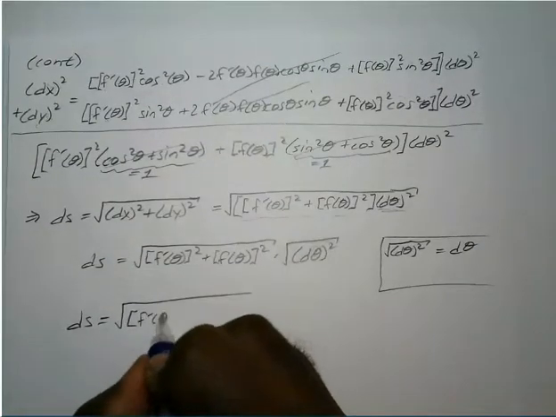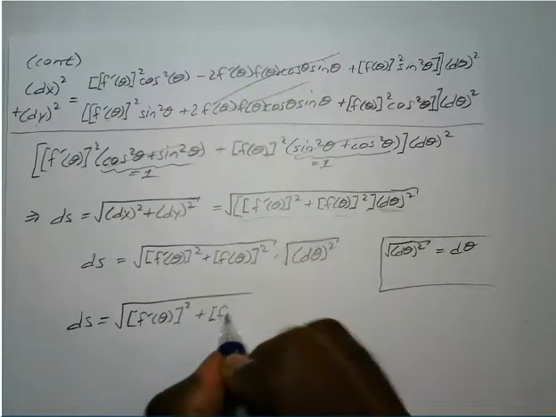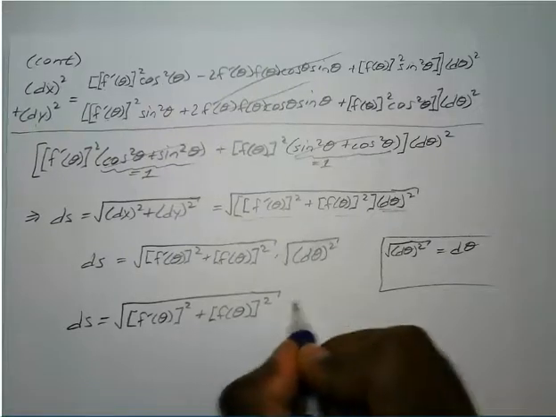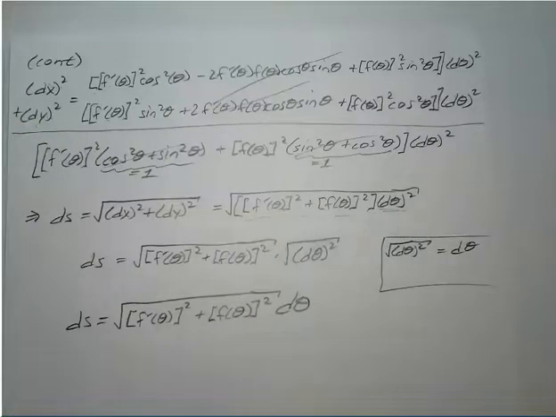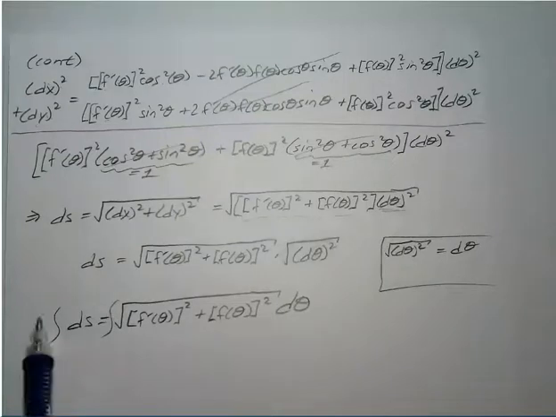Okay, so ds is equal to the square root of f prime of theta squared plus f of theta squared with respect to theta. So if we go ahead and integrate both sides, the integral and derivative both cancel out.